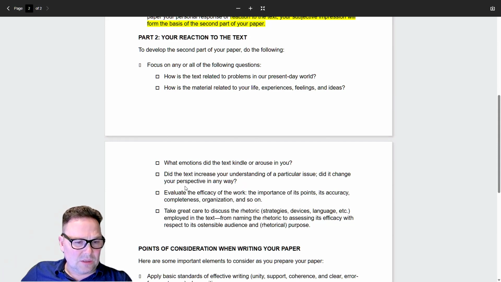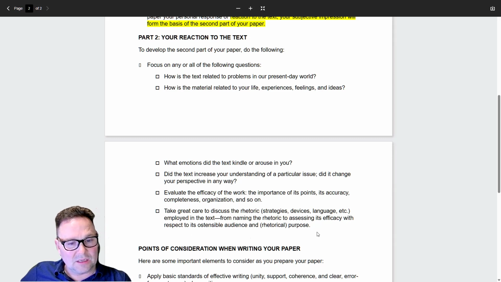Evaluate the efficacy. You can apply this broadly as you engage with your text. Evaluate the efficacy of every aspect of it that stands out, that you have a reaction or a response to. That could be the importance of the points that it's making, the accuracy of the claims or the arguments, the completeness or thoroughness of it, how it's organized or structured, and or, this last point here, rhetoric, the extent to which the text employs and utilizes rhetoric.